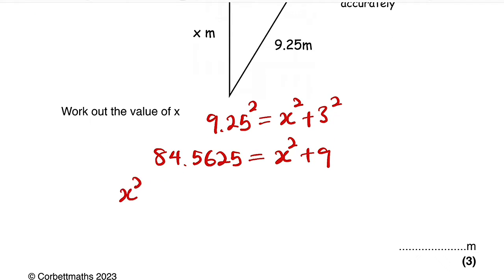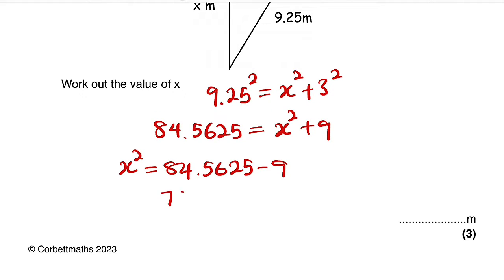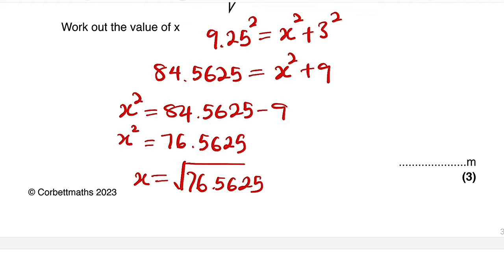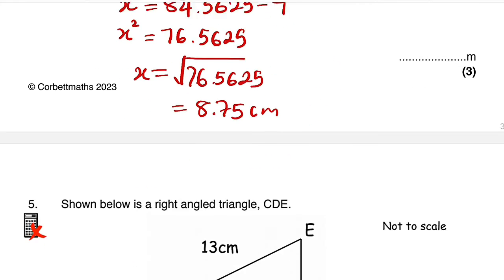So we have x squared equal to 84.5625 minus 9. And once you subtract 9, you have 76.5625. Then finally, to find the value of x, you take the square root of both sides. x is equal to the square root of 76.5625. And the square root of 76.5625 is equal to 8.75 cm. And hence, this is the value of x.